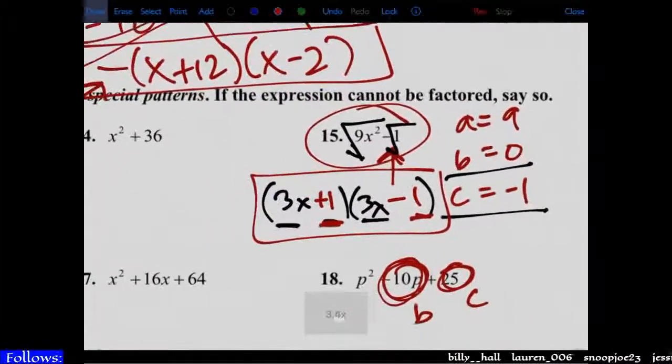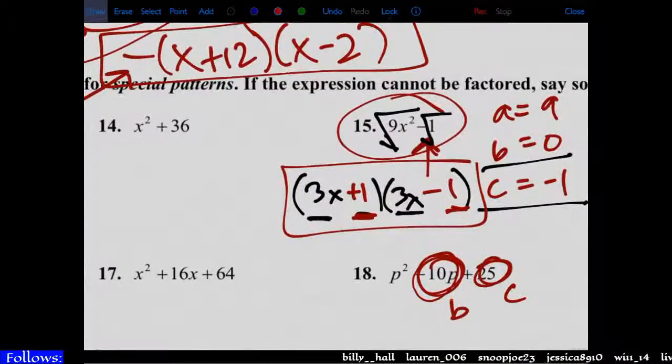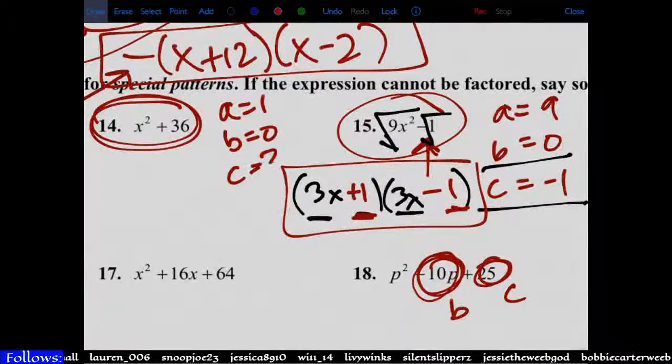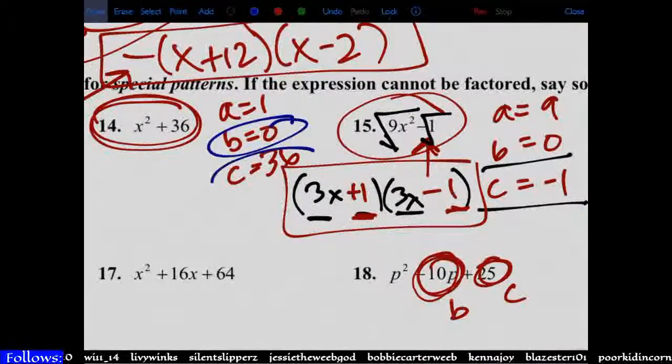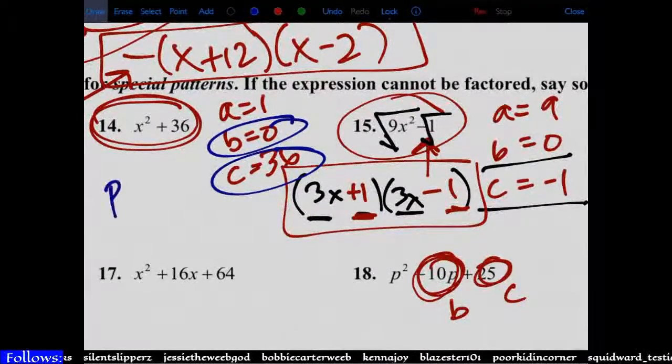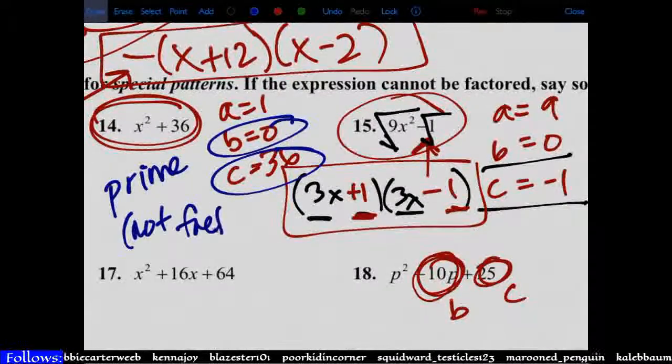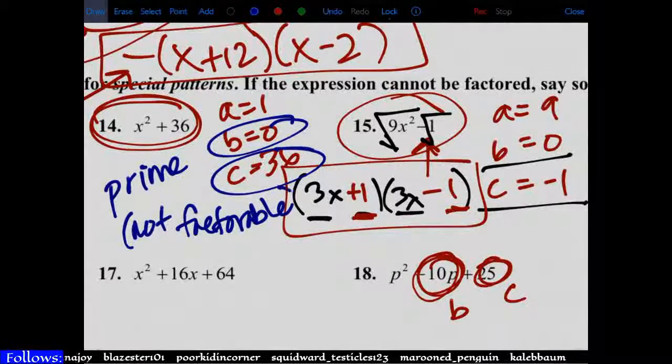And then a quick reminder, if it's like 14 here, B is also 0 on this one, but C is positive. If B is 0 and C is positive, it is prime. It is not factorable. Okay, you can't do the square root shortcut if C is positive. It's just prime.